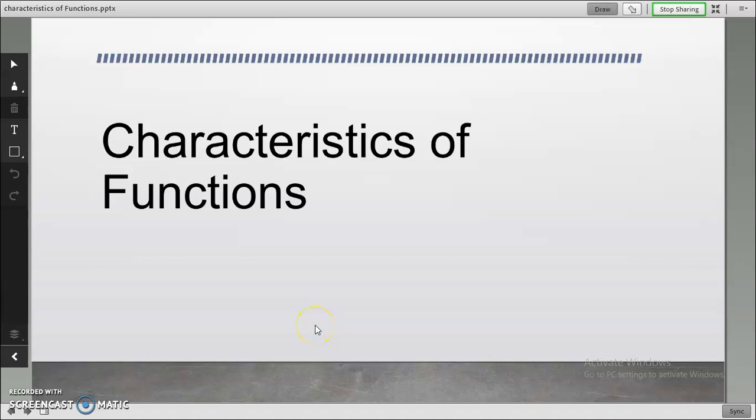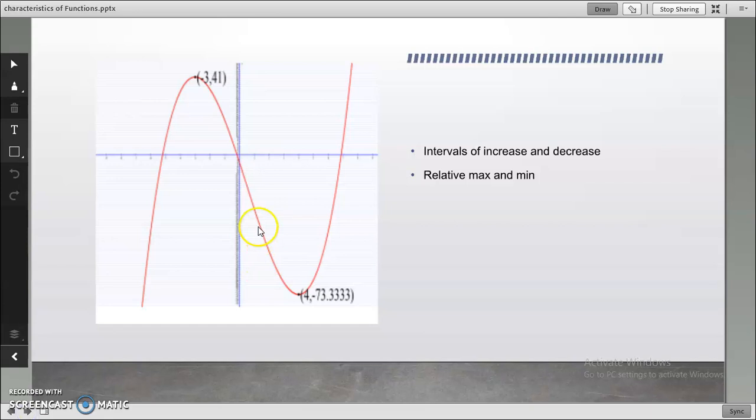Okay, so we'll look at some basic characteristics of functions today. This is mostly a review of functions. All right, so one of the things that you have to know for this course is how to find the intervals of increase and decrease and the relative maximum and minimum values.